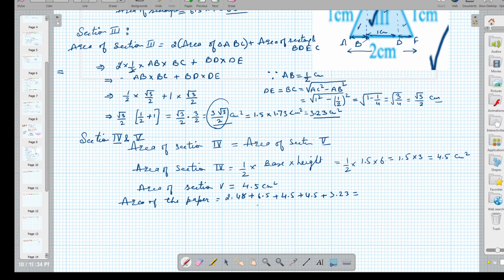Now we add all these. So this will give us the total area. So this comes out to be approximately 2 and 0.12, that is approximately your answer. So that is the answer for this question.